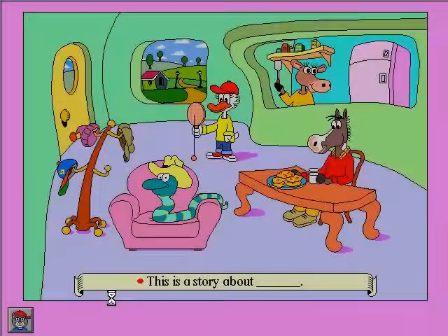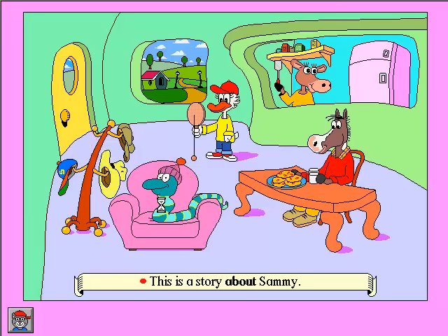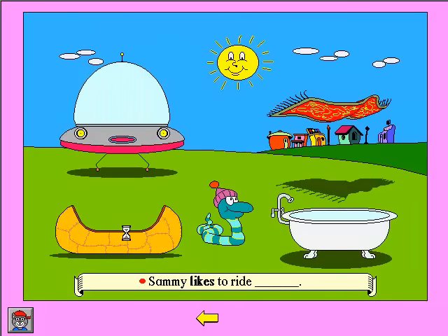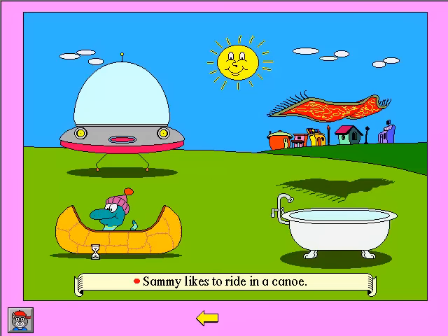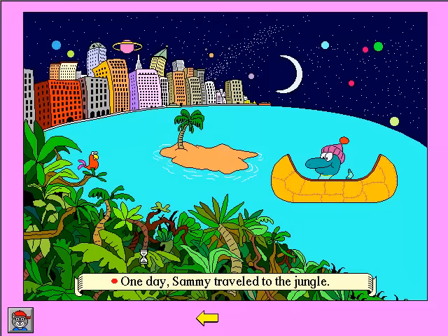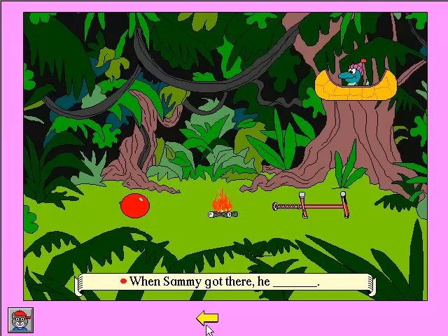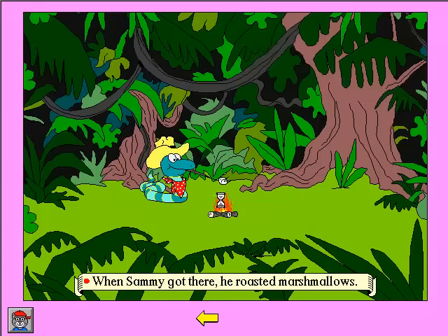You can make a story. This is a story about Sammy. Sammy likes to ride in a canoe. One day, Sammy traveled to the jungle. When Sammy got there, he roasted marshmallows.